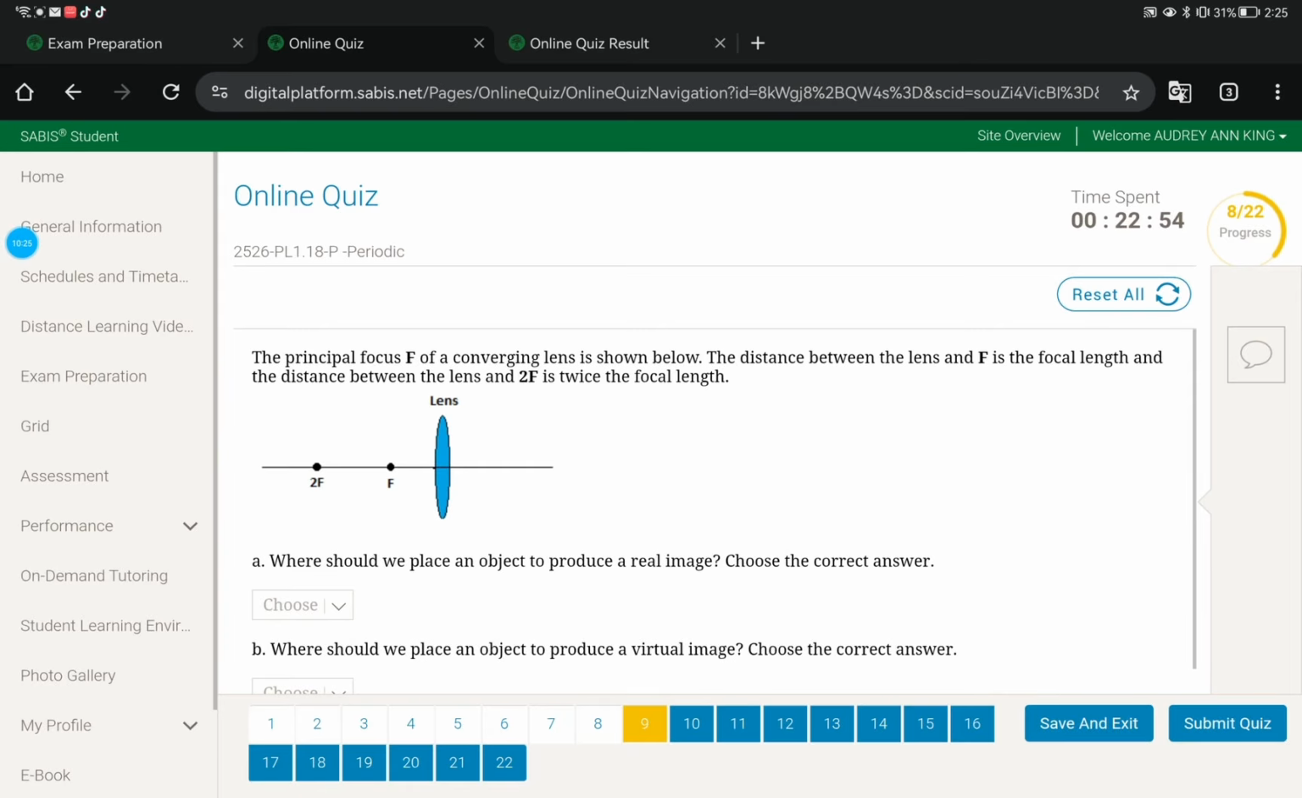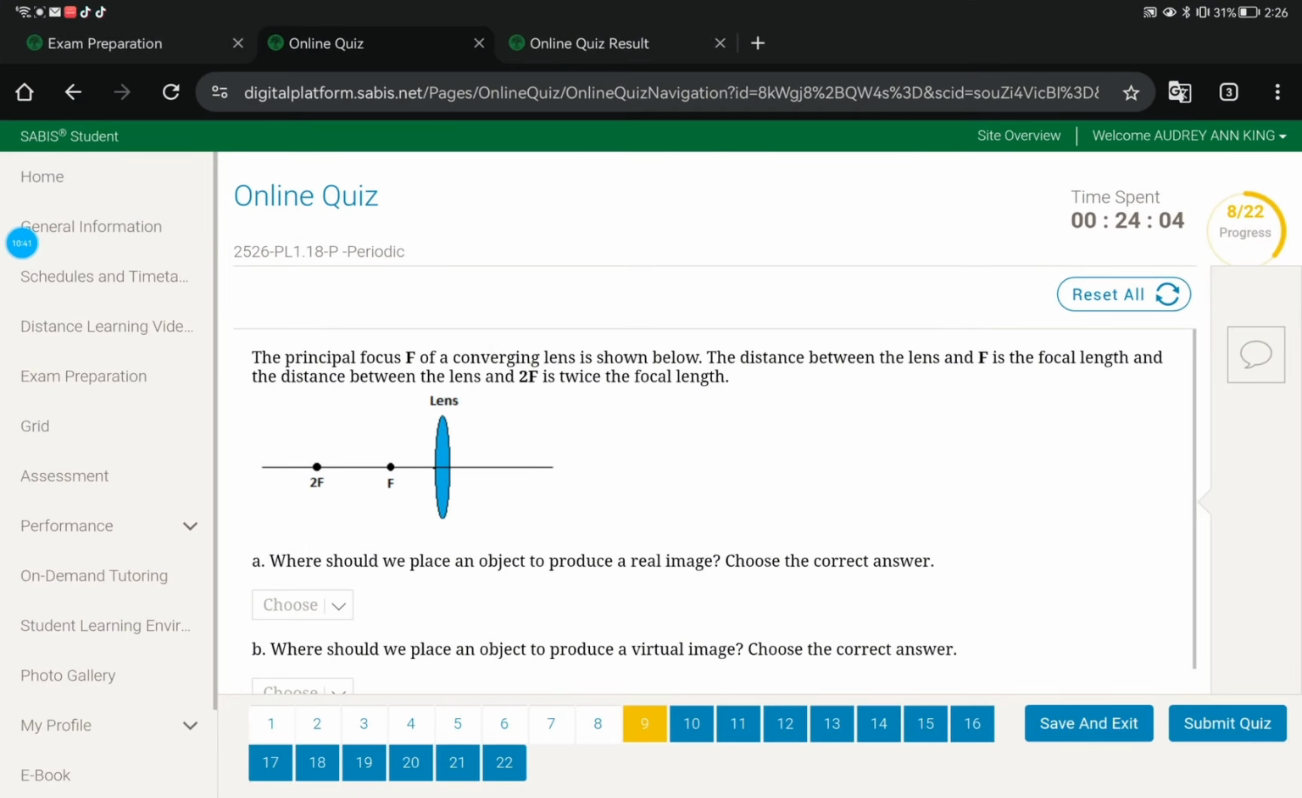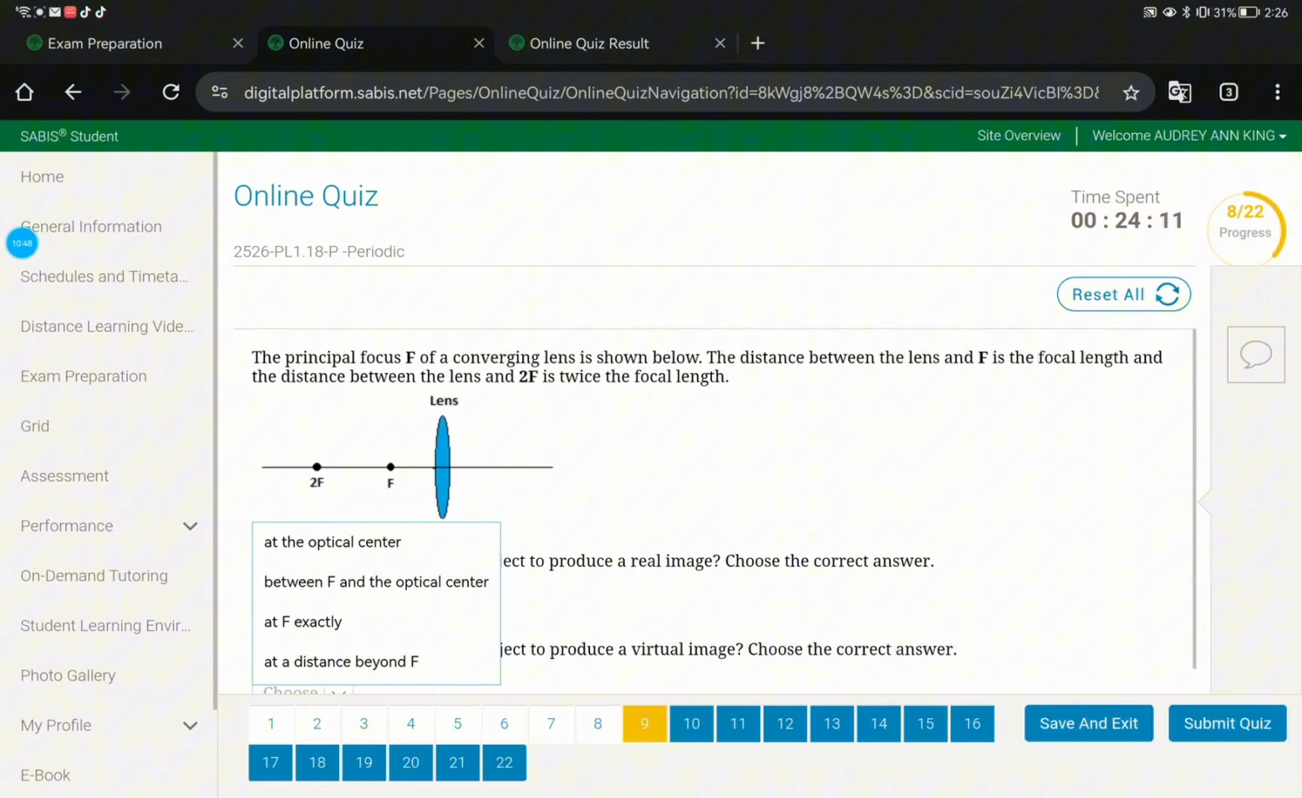The principal focus f of a converging lens is shown below. The distance between the lens and f is the focal length, and the distance between the lens and 2f is twice the focal length. Where should you place the object to produce a real image? Any object at a distance beyond f is going to be real. Again, you really have to memorize the cases because there isn't much explaining to do here.